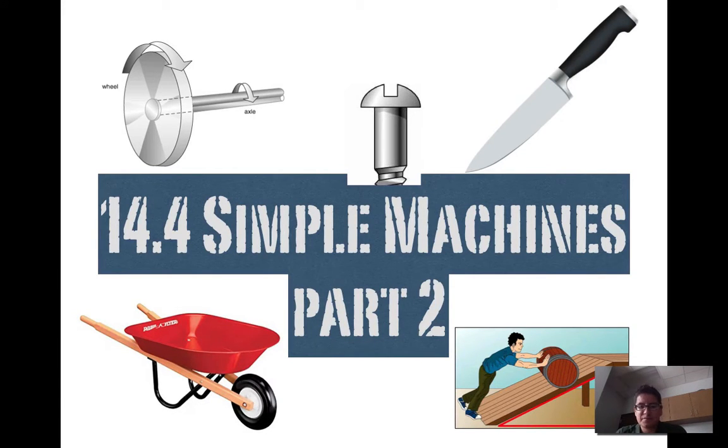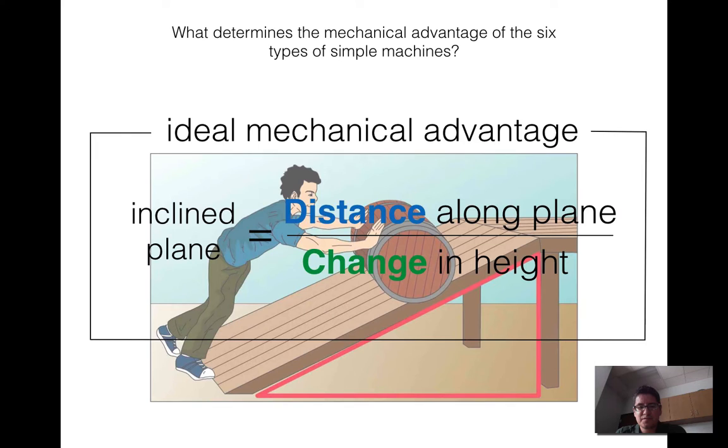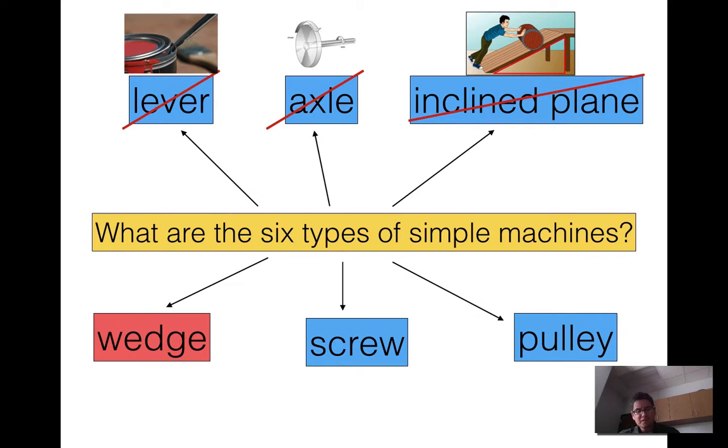In this video we're going to complete our Simple Machines lecture. This is part 2. The last time we left off with an inclined plane, and the mechanical advantage that you gain from using a plane as opposed to lifting an object up directly from the ground onto a certain height. So let's continue on.